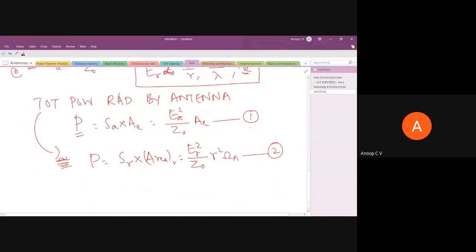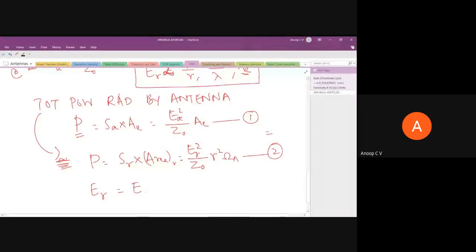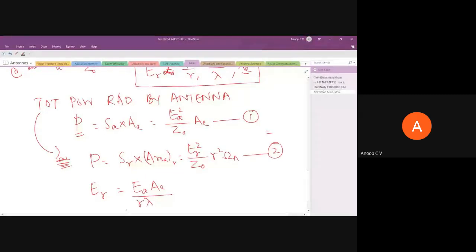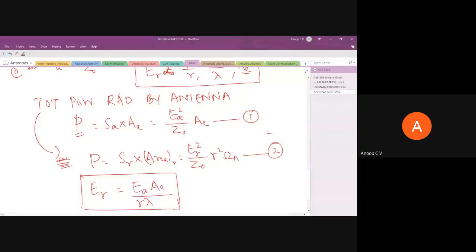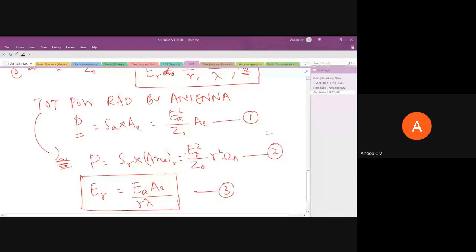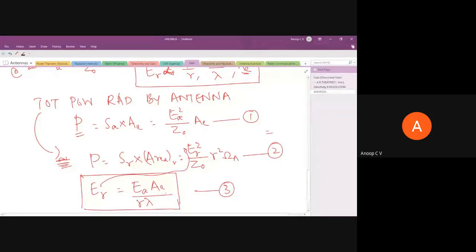Now I can write, I have equations 1 and 2, both are the same. 1 is equal to 2. And also I can write ER as EA into AE divided by R times lambda. I know you have a confusion about how it came, but we will discuss it in detail in the next class. So ER is EA into AE divided by R times lambda. This is equation number 3.